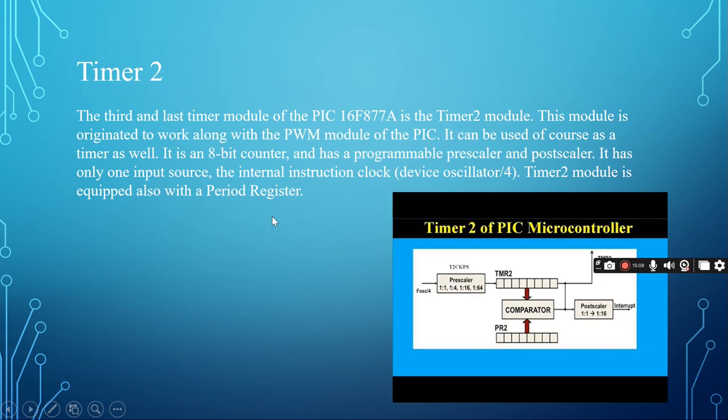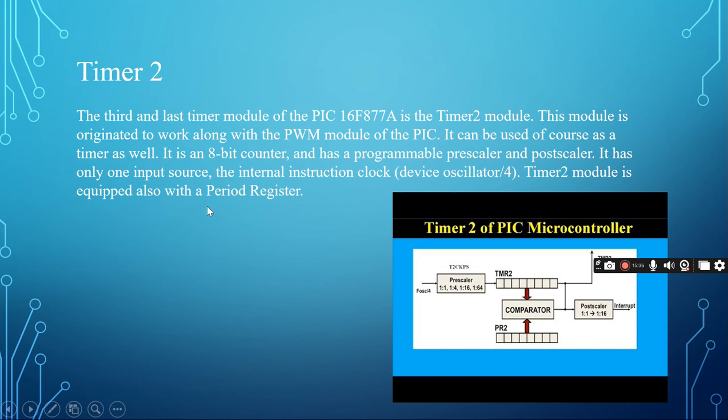And the next topic, Timer 2 module. The third and last timer module of the PIC16F877A is the Timer 2 module. This module is originally intended to work along with the pulse width modulation module of the PIC. It can of course be used as a timer as well. It is an 8-bit counter and has a programmable prescaler and postscaler. It has only one interrupt source, an internal instruction clock, that is, the device oscillator frequency divided by 4.